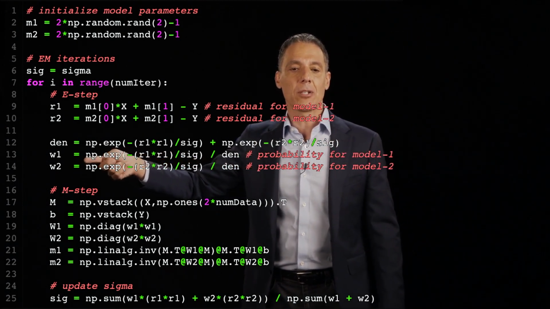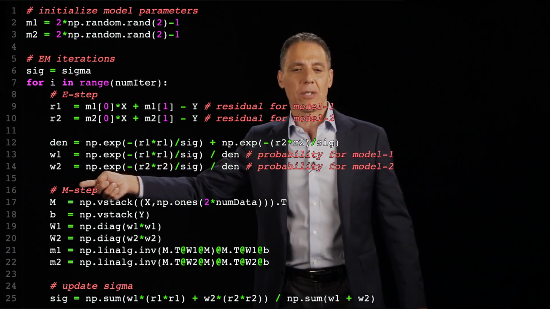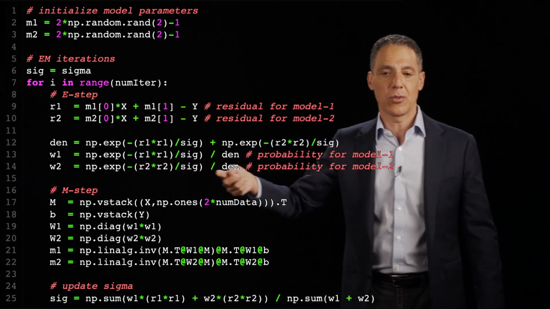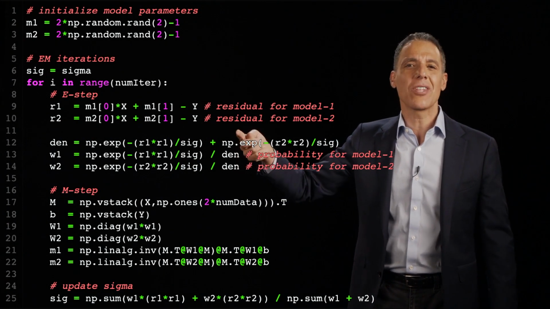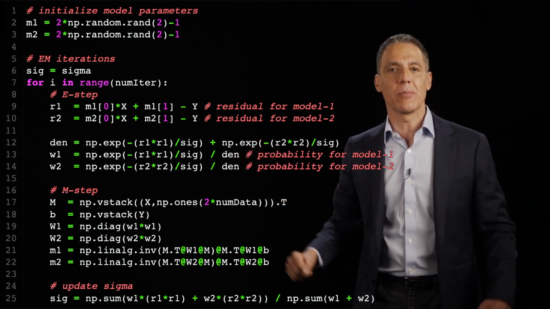The probability of belonging to model 1 is the exponential divided by that denominator. The probability of model 2 is the exponential with the second residual divided by the denominator. By the way, notice that this denominator is just making sure that these things sum to 1, as they should, because they're probabilities.